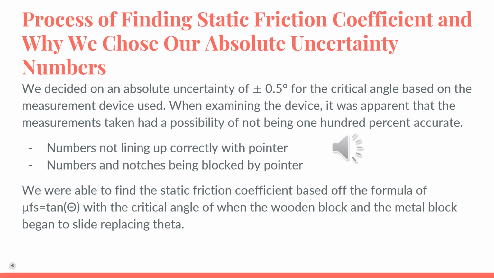After running our trials, we determined that the absolute uncertainty of both our critical angles was plus or minus 0.5 degrees. We decided on the uncertainty when taking into consideration the measurement tool we were using. With the angle measurement, some numbers were not lining up correctly with the pointer on the incline, and some numbers were blocked by the pointer, making it difficult to read. It is also entirely possible that the person moving the incline did not stop right as the block began to slide. Taking our average critical angle, we calculated the static friction coefficient.